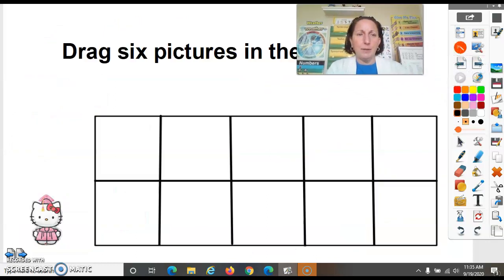Now, on your 10 frame, I want you guys to put 6 of your squares. So what I want you to do is put me on pause. So push pause. And then I want you guys to count and put 6 on your 10 frames. So pause me now.